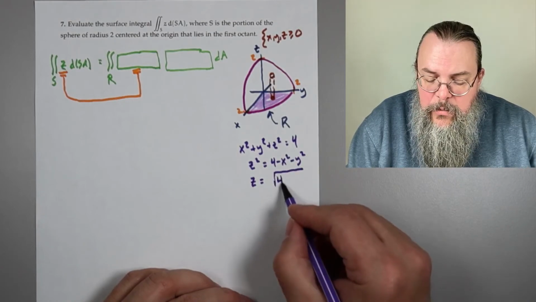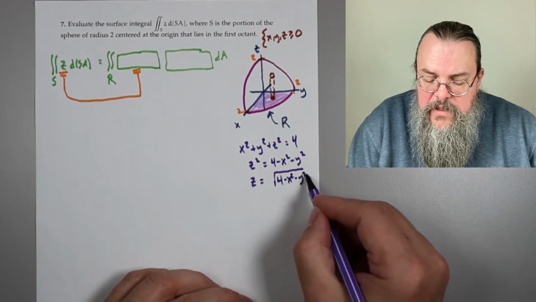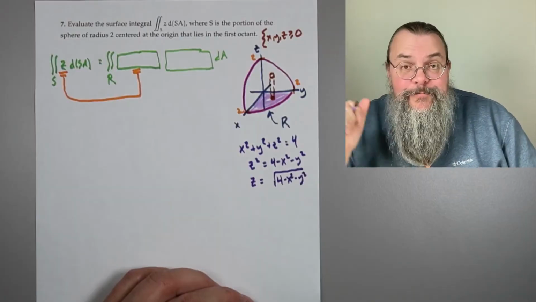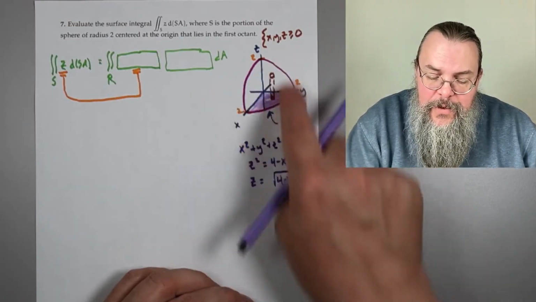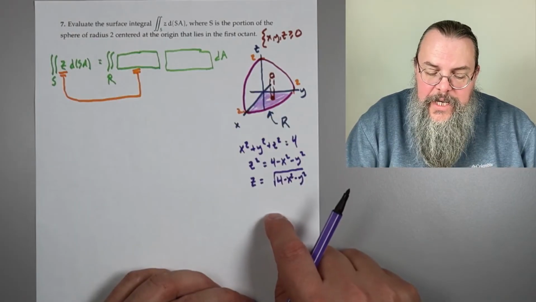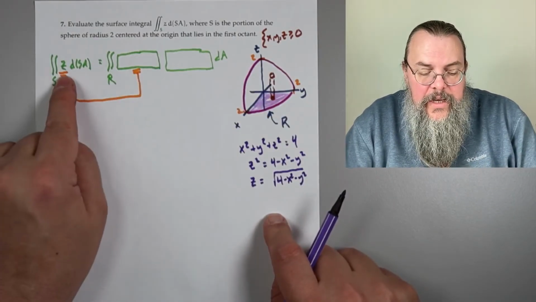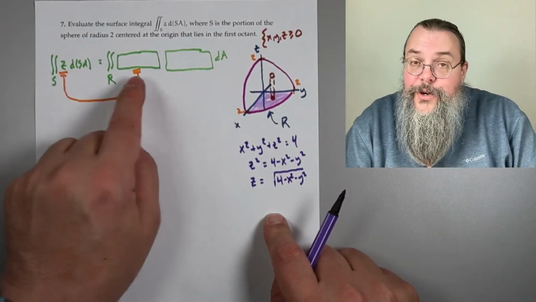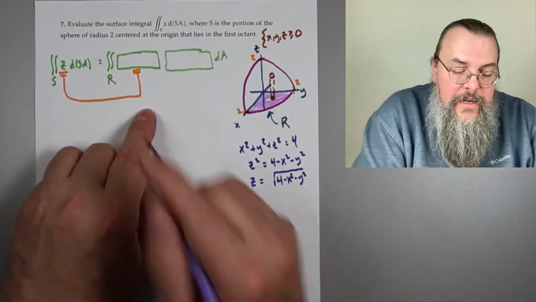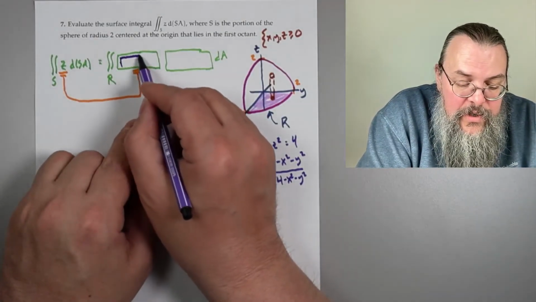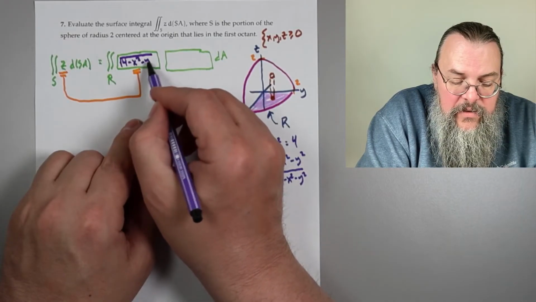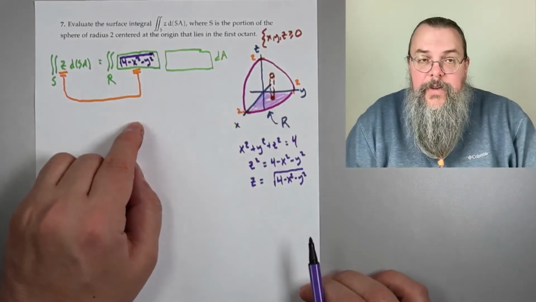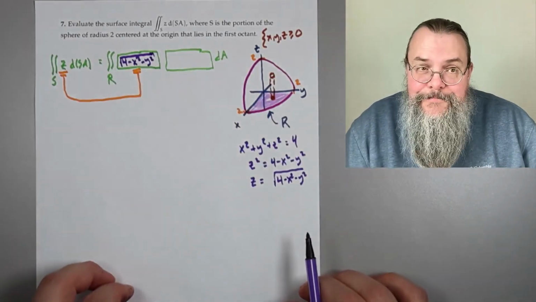And because we are only interested in the first octant, we want z to be the positive square root, because we're positive. All right, so this gives us a way to say what z is in terms of x and y. It is the square root of 4 minus x squared minus y squared. Okay, so that's what goes there.